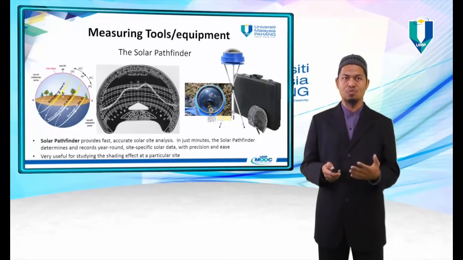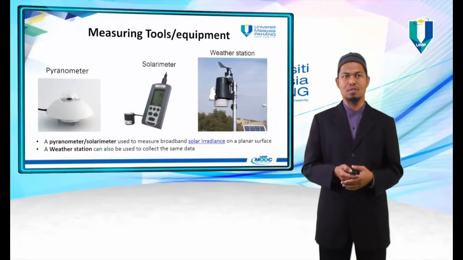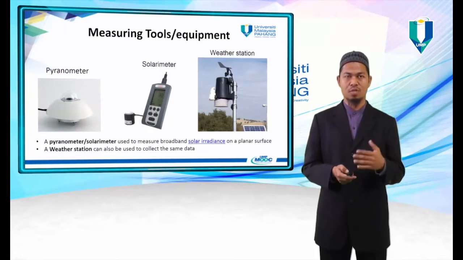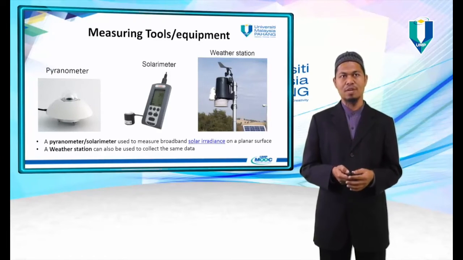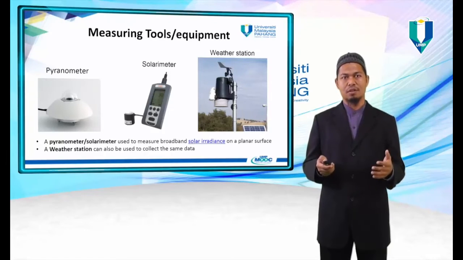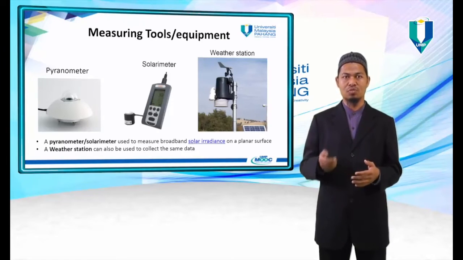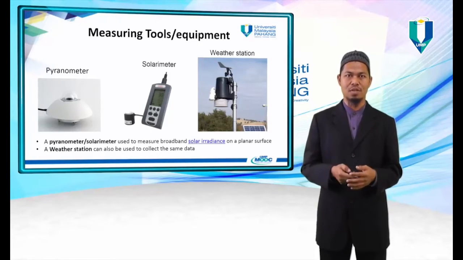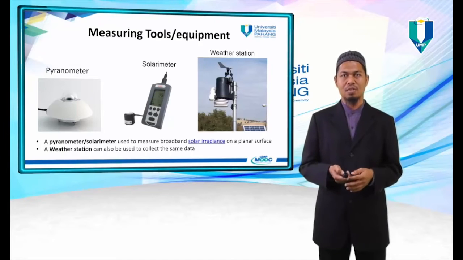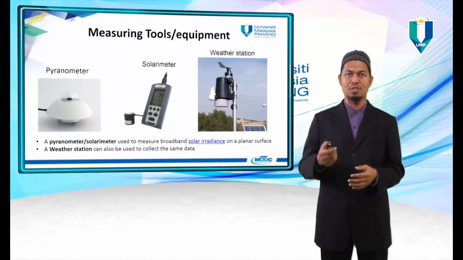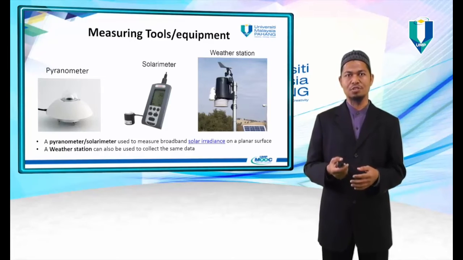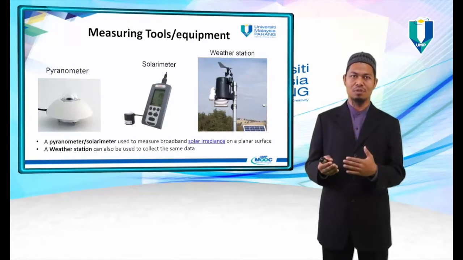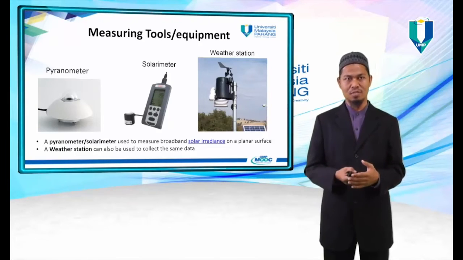Another useful tool for measuring energy from the sun is the pyranometer. We can use it to measure the solar irradiance coming from the sun. The same goes for the solarimeter, which can also measure solar irradiance or solar radiation from the sun. However, the pyranometer is much more accurate compared to the solarimeter.